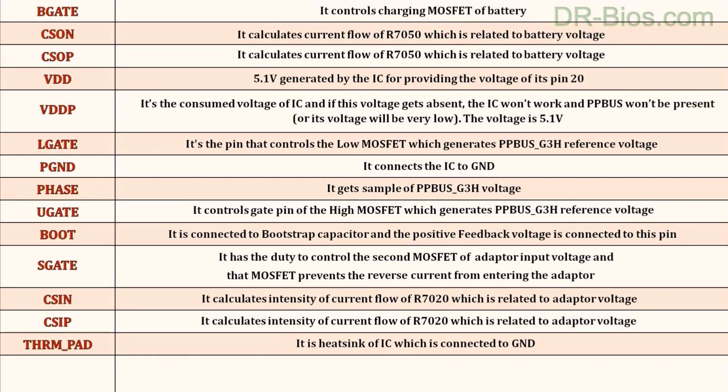Next pin is BGATE. It has the duty to turn on and off the MOSFET that enables and disables the process of charging the battery, which I'll explain more in the following.